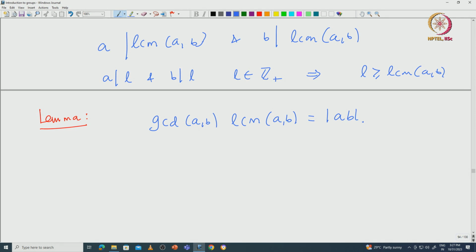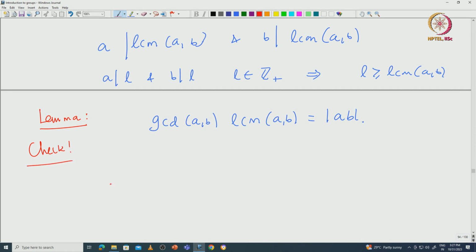For example, what one can try to prove is: you take mod AB divided by the LCM of A, B and then show that is the GCD, or you take mod AB divided by the GCD of A, B and then try to show that is the LCM. This is something I will leave as an exercise to check.